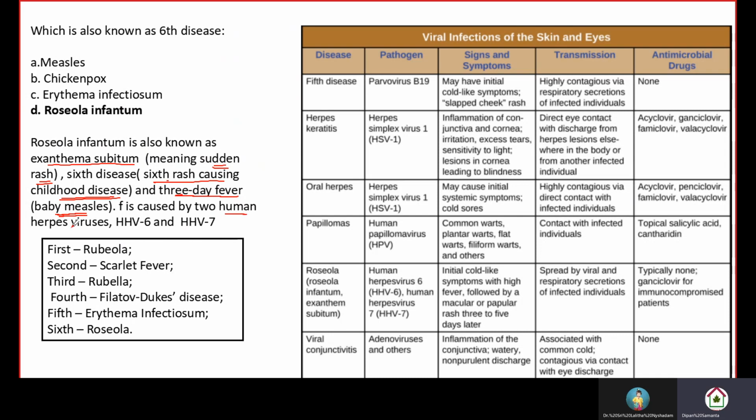It is caused by human herpes virus 6 and 7. In short, first is measles, second is scarlet fever, third is rubella, fourth is Filatov-Dukes disease, which is least asked in FMG. Fifth disease and sixth disease are mostly asked.